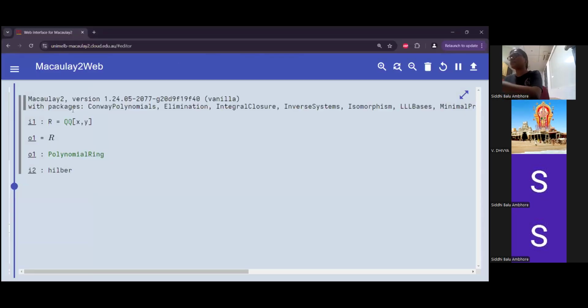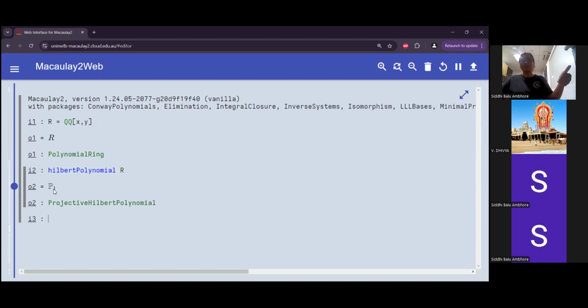So I hope this is clear. I have defined this ring in two variables, R is equal to QQ[x,y]. And now I want to find the Hilbert polynomial. The code is just hilbertPolynomial of R, and it is giving me this projective Hilbert polynomial P1.